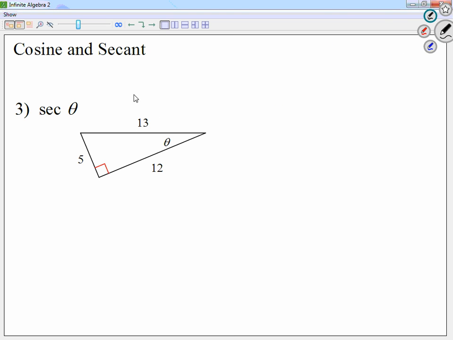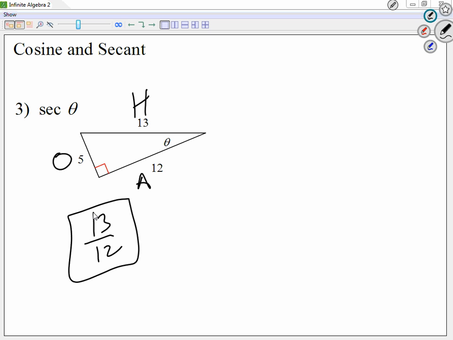Let me label my sides first. 13 is the hypotenuse. From theta, 5 is the opposite because it's the one farthest away, and 12 is the adjacent. Secant is hypotenuse over adjacent. So let me go 13 over 12. Do you remember that if there's a radical at the bottom, rationalize, which is you multiply top and bottom by the same radical, so no radicals at the bottom. So don't forget you have to do that.